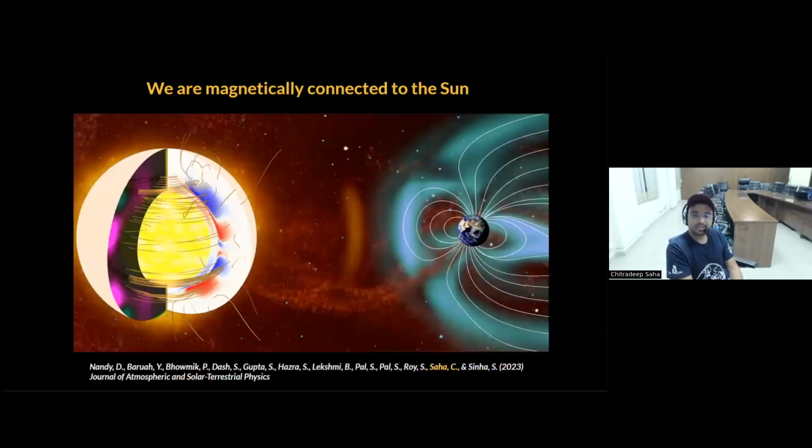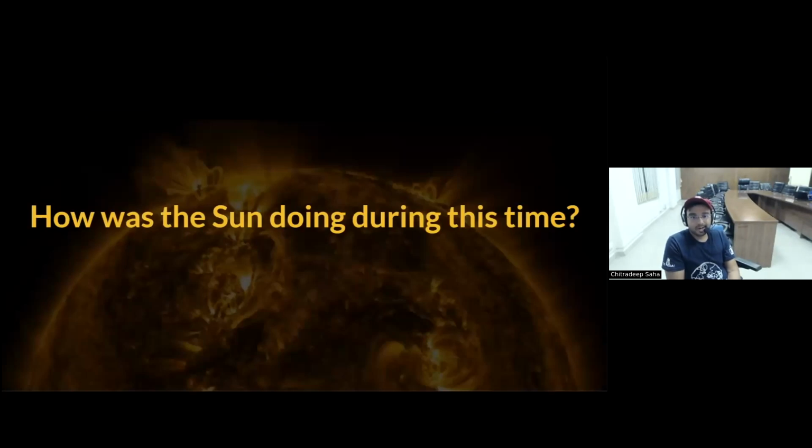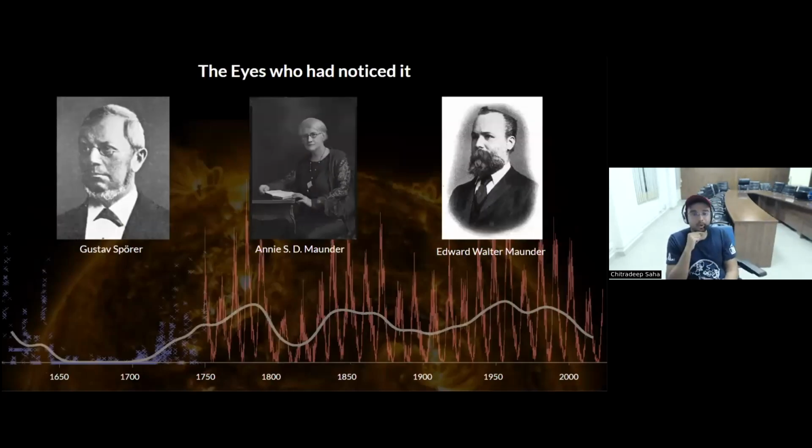We are magnetically connected to the Sun. So if something is happening on the Earth, this might have some influence from the Sun as well. This is a picture taken from a recent review that we have written from this group. So what does this connection tell us? How was the Sun doing during this time? Let's have a look at that.